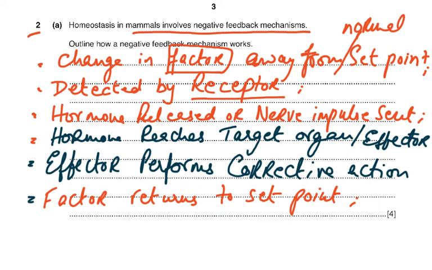Like giving you an example, you enter this room and it is very hot. So the temperature receptors in the skin detect this, and then the blood becomes warm, and then it goes to the brain. The brain sends impulses to the sweat glands to make sweat.